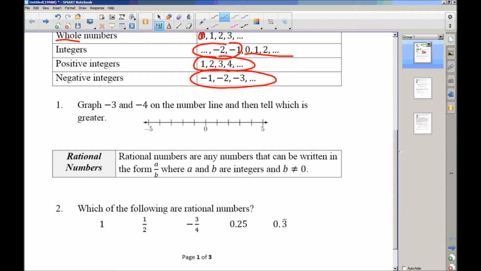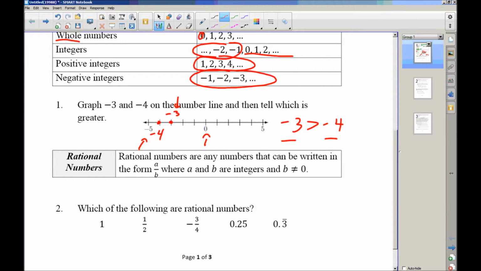Okay. All right, so graph -3 and -4 on the number line and tell which is greater. So here is -3. Here is -4. So obviously -3 is greater than -4. Anything to the right is always bigger. You can also think of this as I owe $3 or I owe $4. So if you graph them on the number line, the ones on the right are always bigger than the ones on the left. 0 is bigger than -5 because it's to the right of -5.